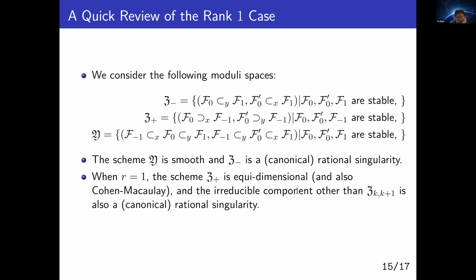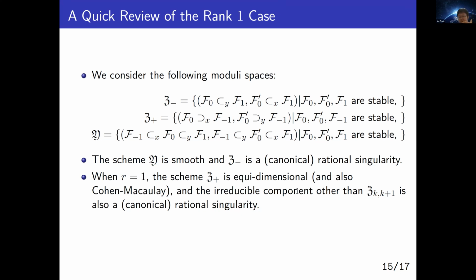Because of this, we know that Z minus has rational singularity, and we can push forward the structure sheaf of Y to the structure sheaf of Z minus. But Z plus would be a bit more complicated because Z plus contains two components. One component is that F0 equals F0 prime, and another part is the closure of the part where F0 not equal to F0 prime.